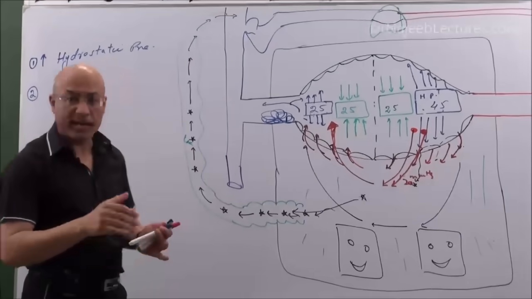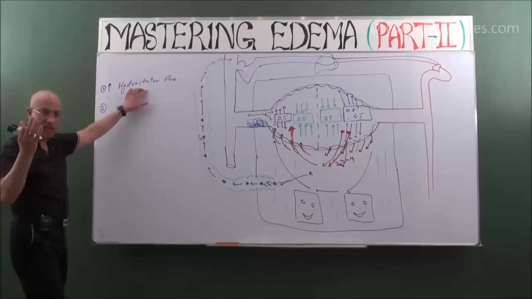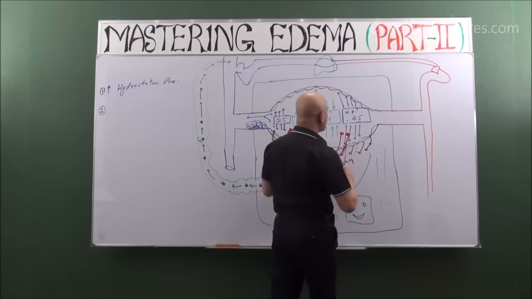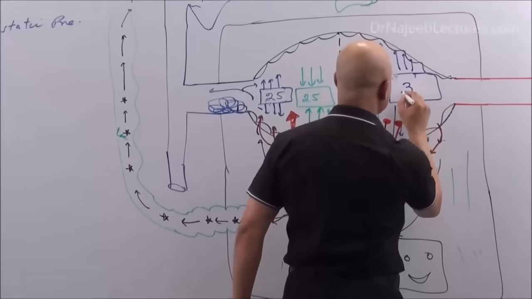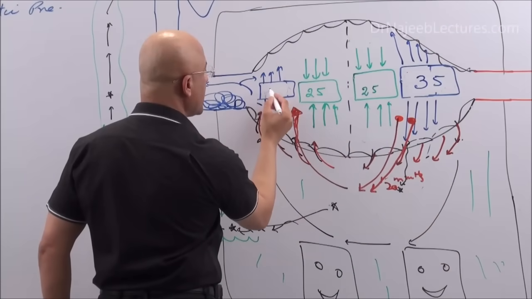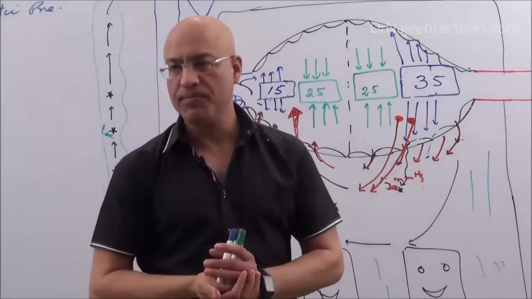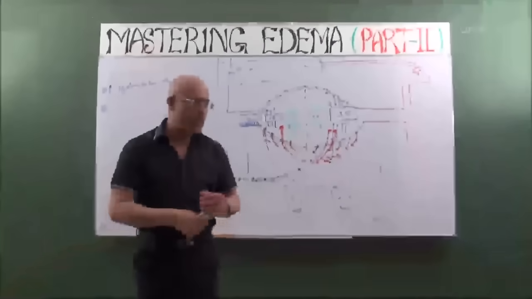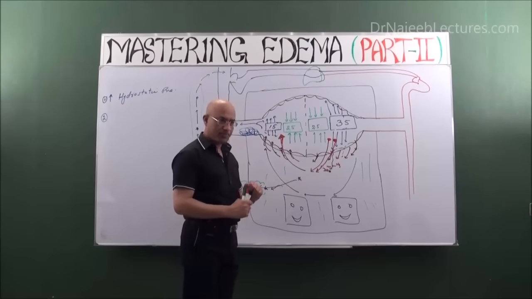I will go into detail later about what are the diseases and conditions in which hydrostatic pressure goes up. But right now just basics. Now we imagine another person. Let's suppose hydrostatic pressure is normal. How much should it be here? 35, yes, normal. And how much should it be here? 15 millimeter of mercury. Let's suppose due to some reason, those reasons we'll talk later, concentration of plasma proteins drops.